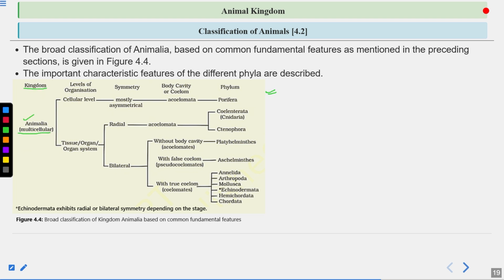All are multicellular organisms. Yes, we are studying multicellular organisms. We are not studying unicellular. Level of organization: there are two levels of organization. Cellular level, Porifera.